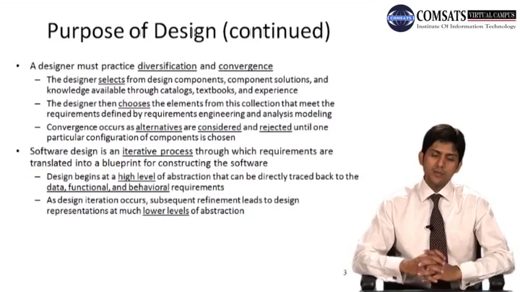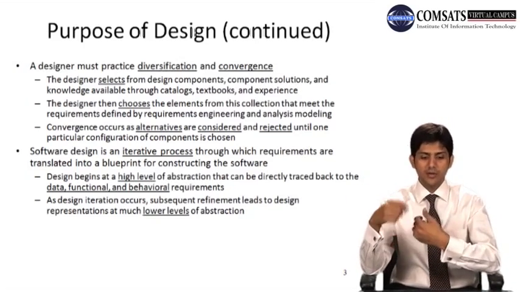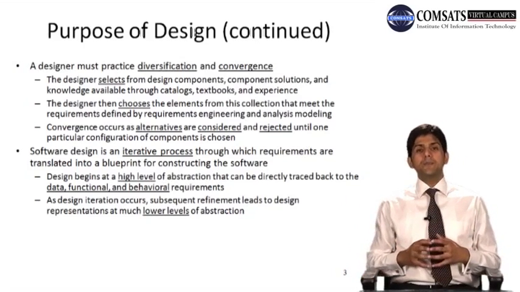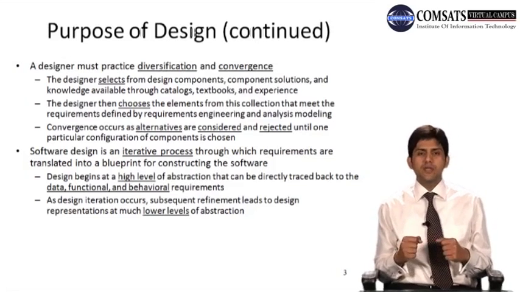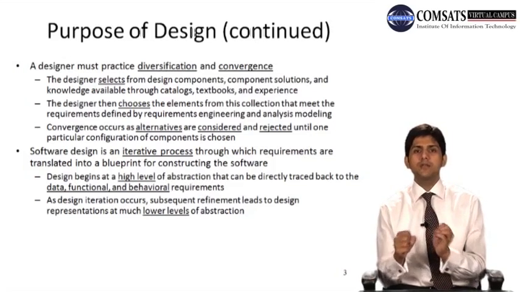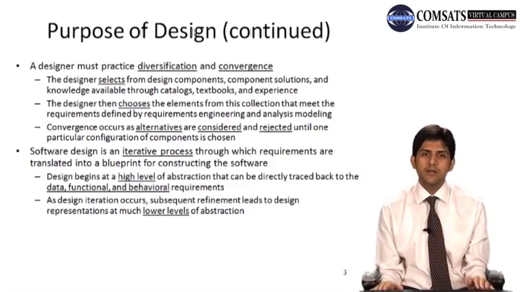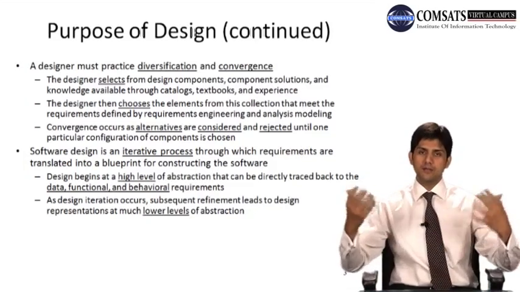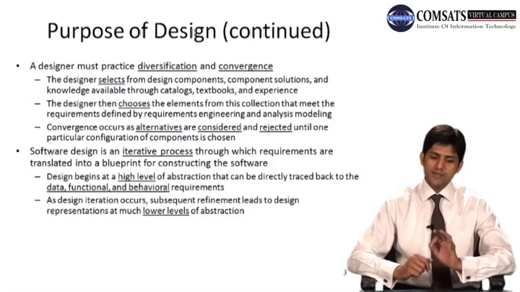Okay, so what a designer does is select from design components, component solutions and knowledge available through catalogs, textbooks and references or experience. If he or she is working in a company and they have created similar products, he should look at the design of those products. He might look at textbooks or different sources of information. At this stage he is identifying all the different possibilities, so he's basically diverging. The designer then chooses the element from this collection that meets the requirements defined.